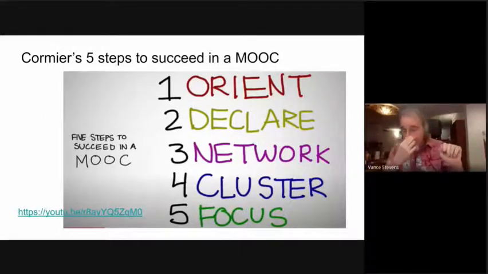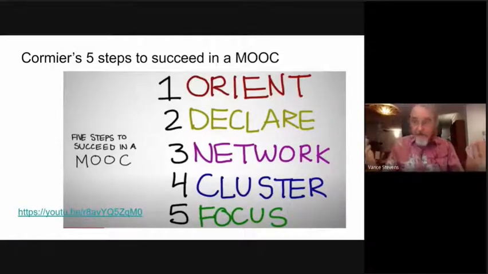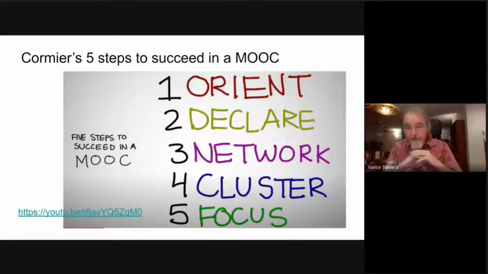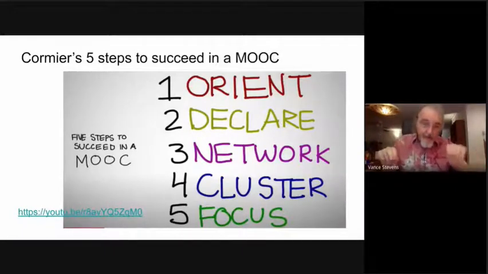That's what Downs and Siemens were trying to do in their CCK, that's Connectivism and Connective Knowledge, their first MOOC. So the network could be with the people there, or it could be with other people outside the network. So they were trying to bring people into the network so this could happen.